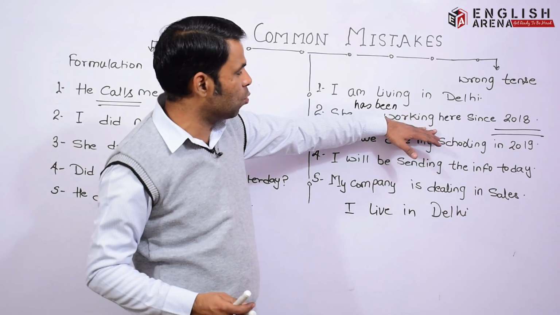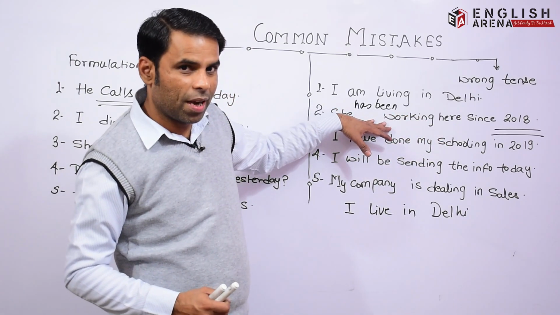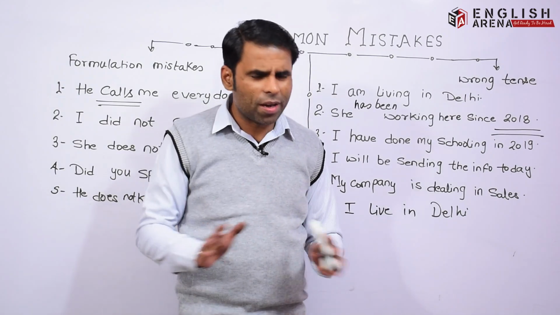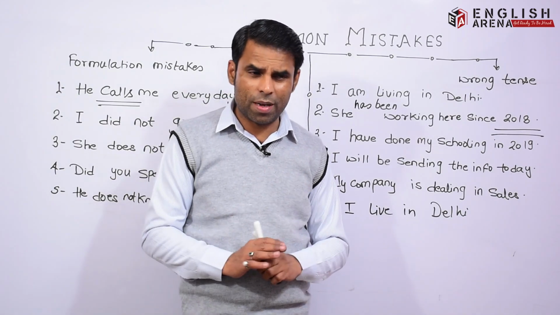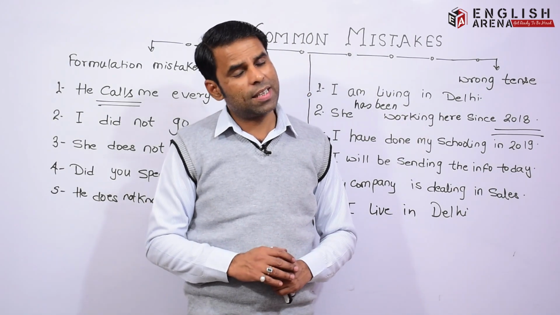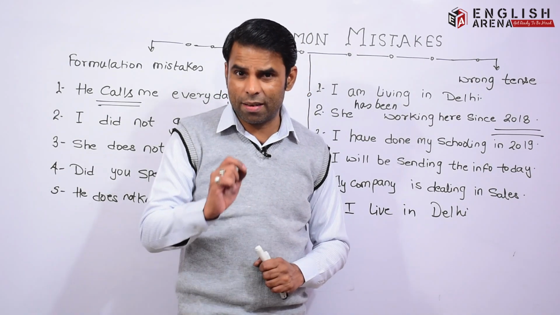18. Now this is the correct one. This is the correct sentence. Okay, if you say she is working here since 2018 for spoken English, that's okay. You are able to convey your message. The other person would be able to understand you. However, the sentence is not grammatically correct.